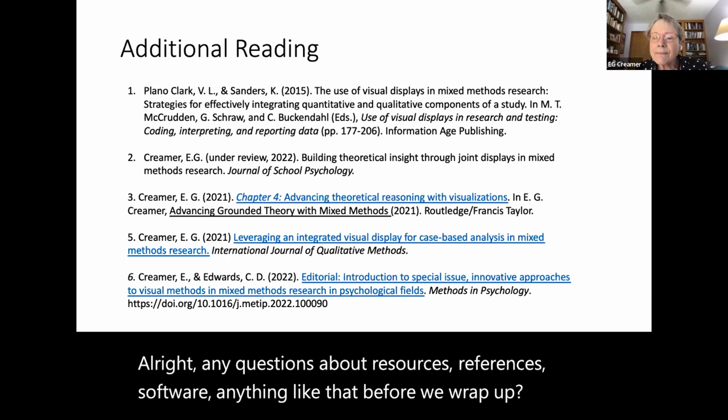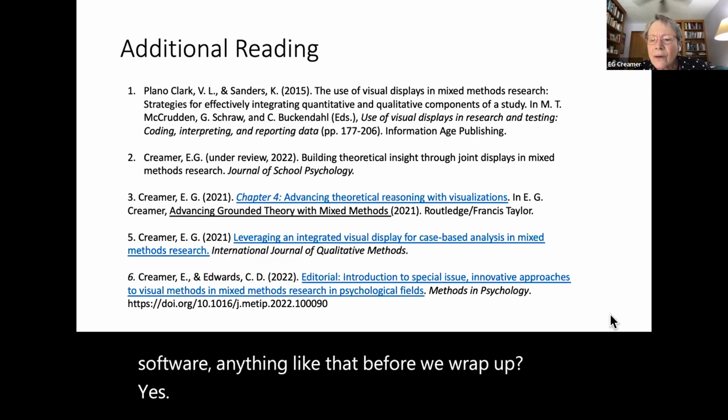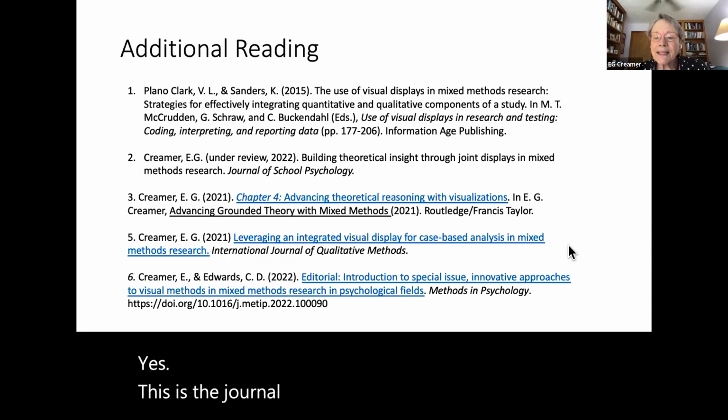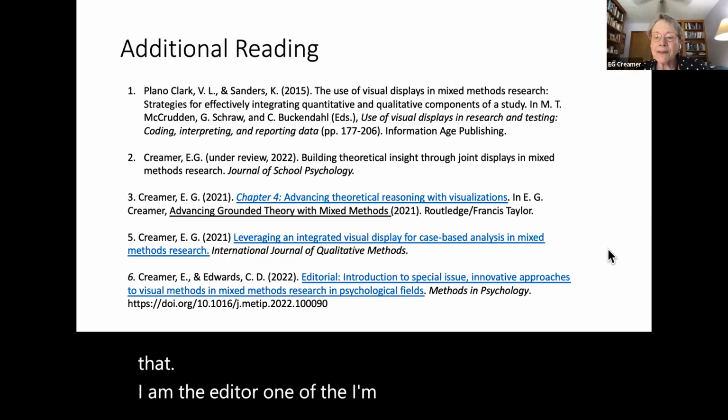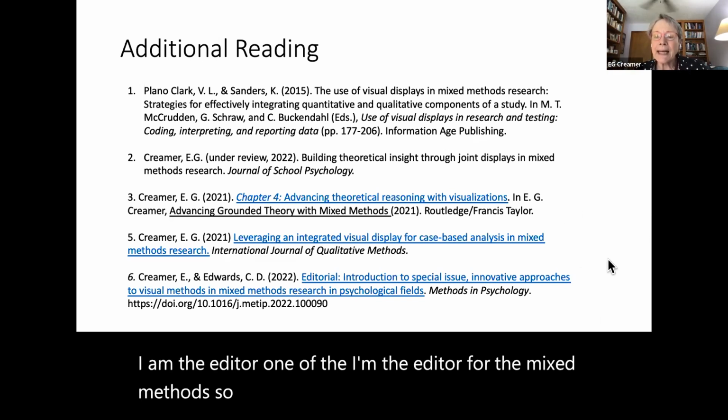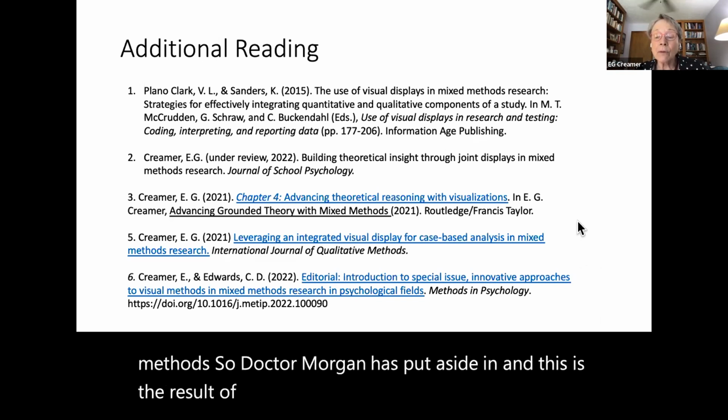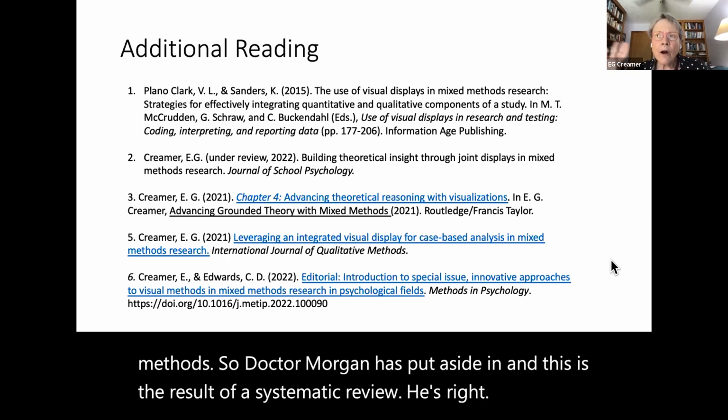Oh, yes, yes. This is the journal. Thank you, David. This is the journal that I am the editor for, the mixed methods one. So Dr. Morgan has put a site in, and this is the result of a systematic review. He's right. They're always so helpful.